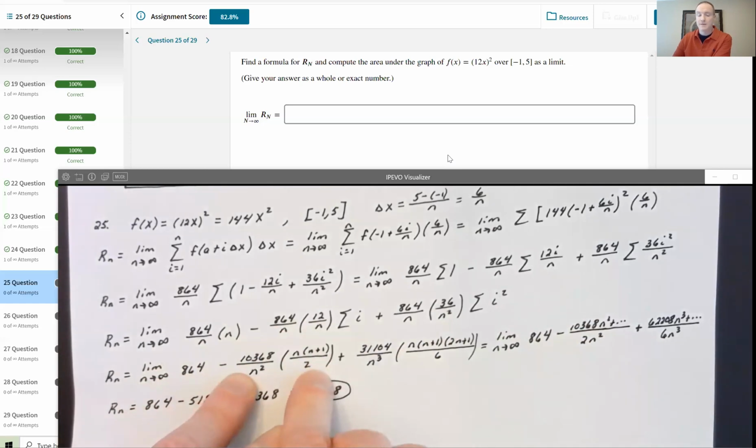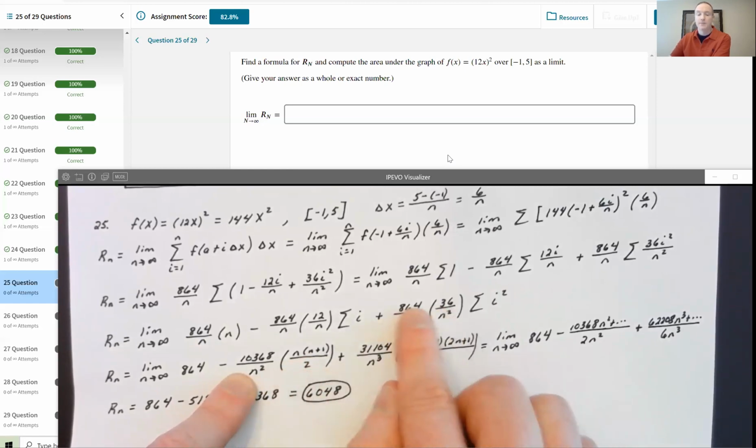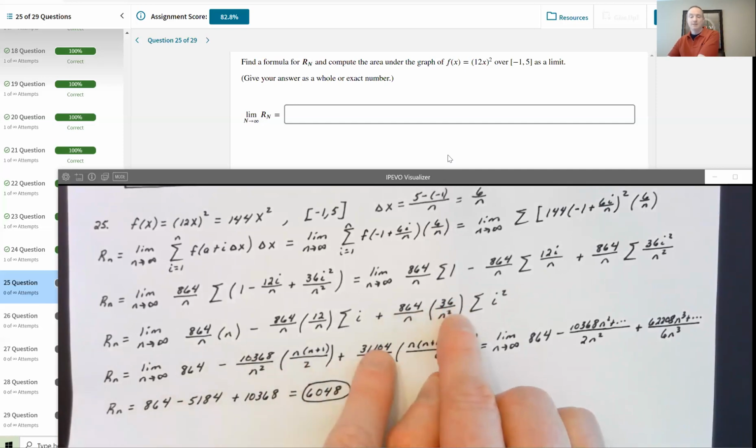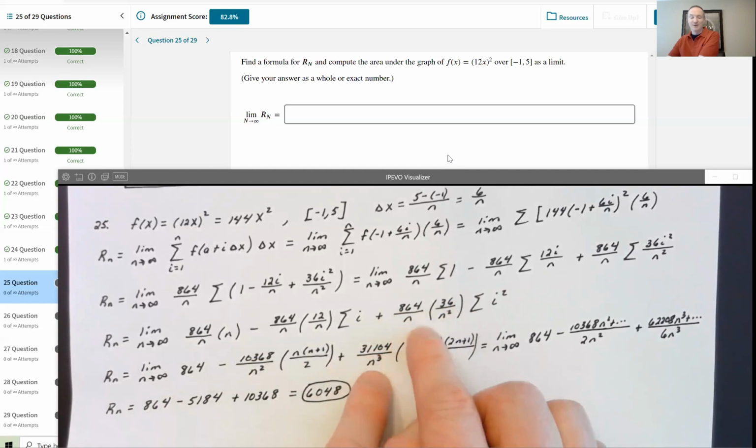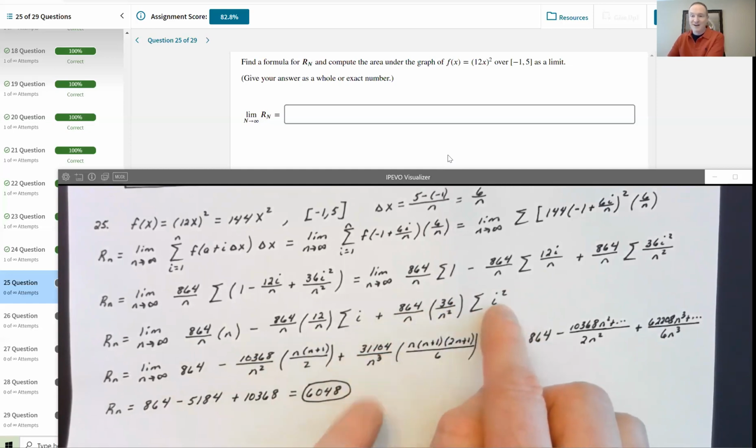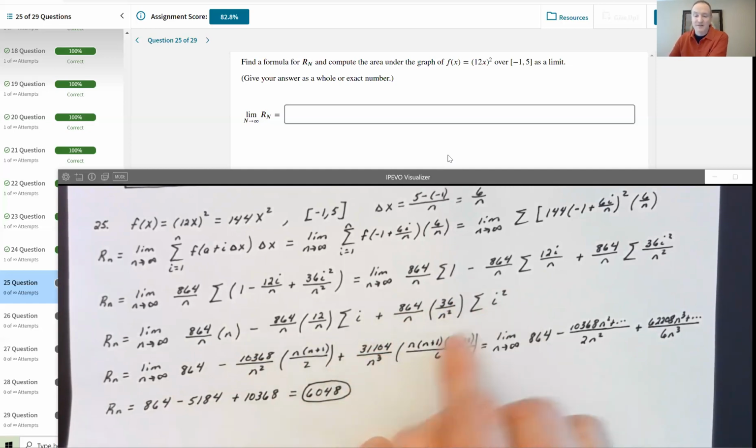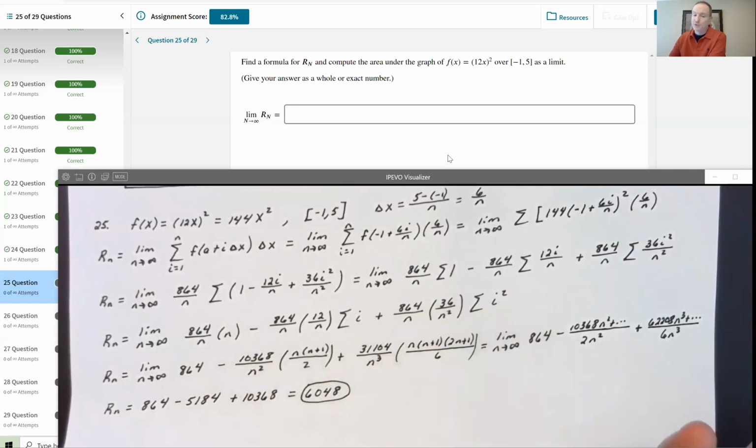That's multiplying the summation of i's from 1 to n. By formula, that's n times n plus 1 over 2. And then plus, over here, the product of 864 and 36, 31,104 over n cubed. We're multiplying that by the summation of the i squareds, which is n times n plus 1 times 2n plus 1 over 6. Now at that point, guys, it's pretty straightforward.